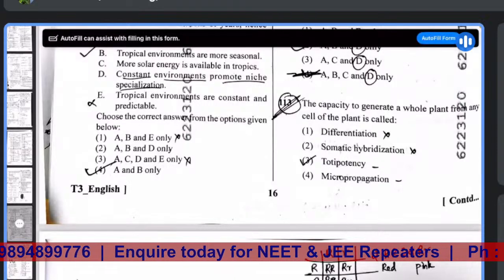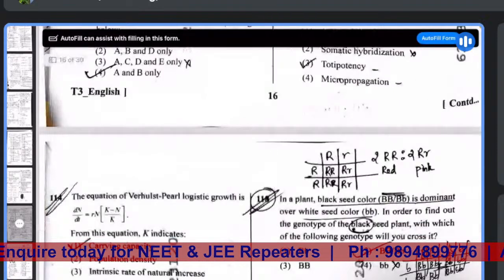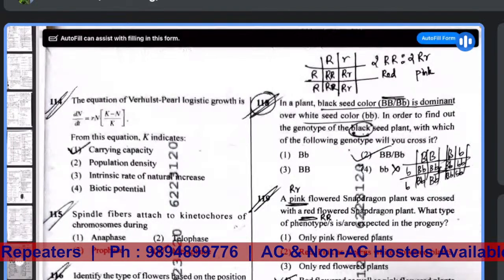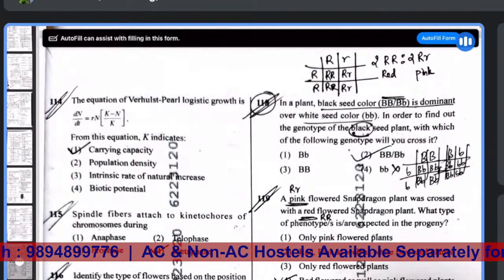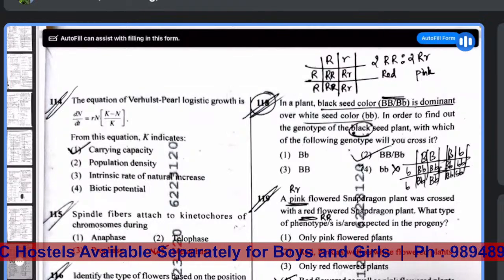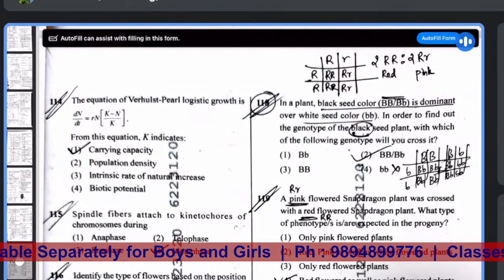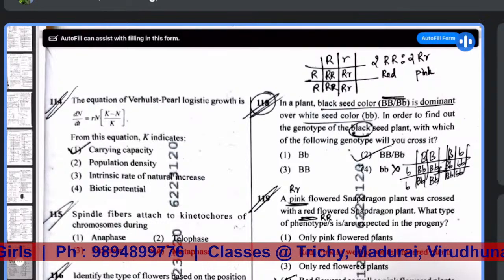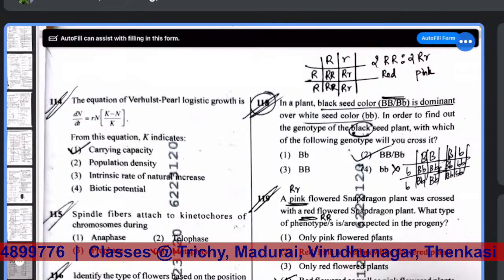Okay. Then question number 114. The equation of Verhulst-Pearl logistic growth is dN by dt is equal to rN into K minus N by K. Now from this equation, they are asking what does the variable K indicate. K indicates the carrying capacity of the environment. Okay. So for question number 114, the right answer is option number 1.